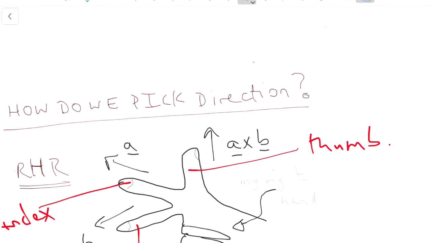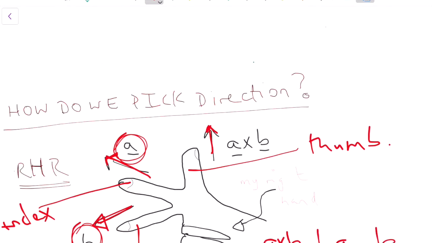Well, this is my anatomically correct drawing of a hand with the thumb pointing in the direction of A cross B here, the index finger pointing in the direction of A, the middle finger pointing in the direction of B. There we go. And immediately from this, what you can tell is that these two, A and B, are found in a plane, and A cross B is perpendicular to that plane. So we can say that A cross B is perpendicular to A and is perpendicular to B.